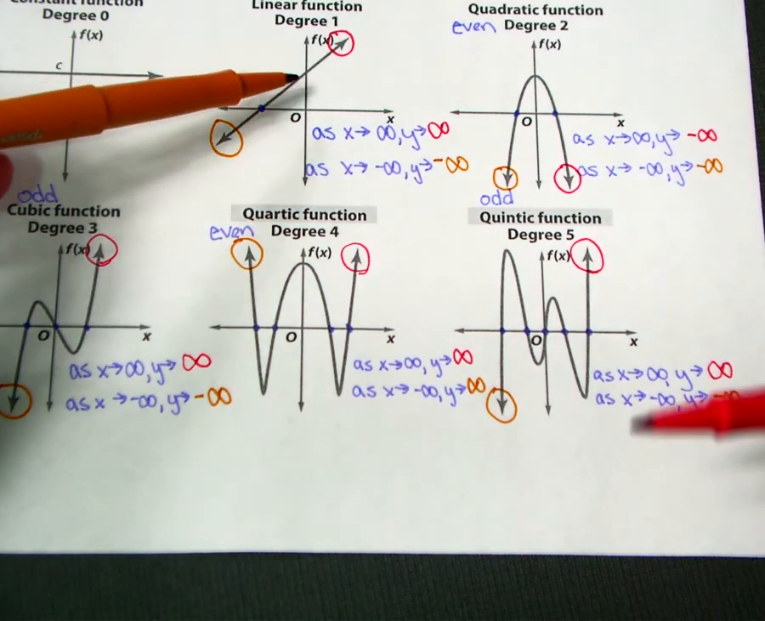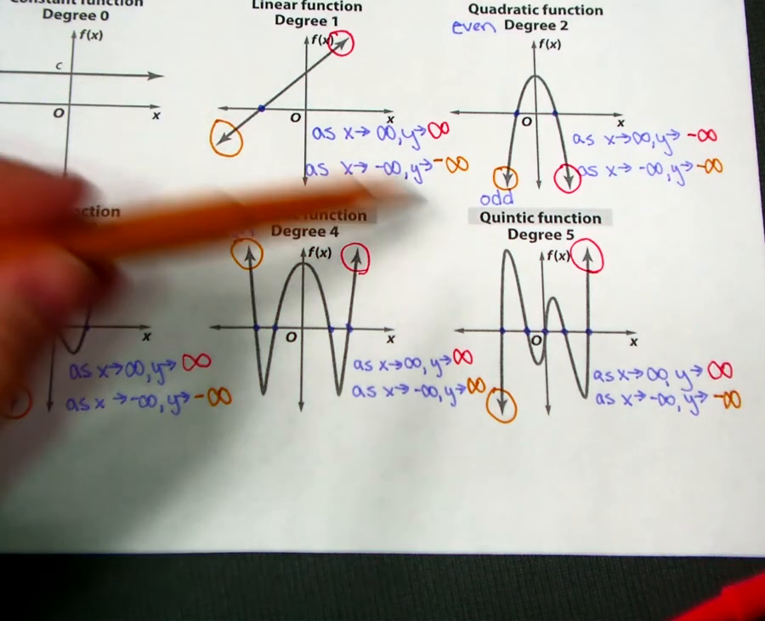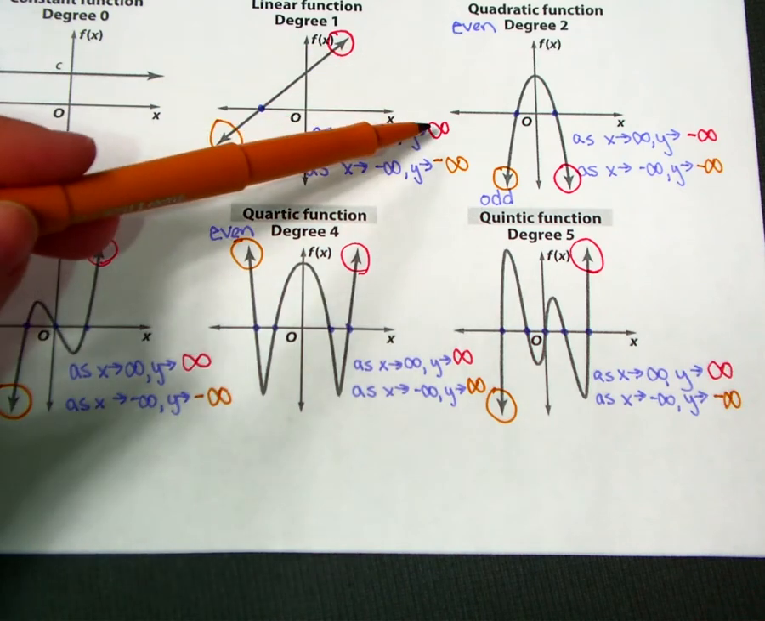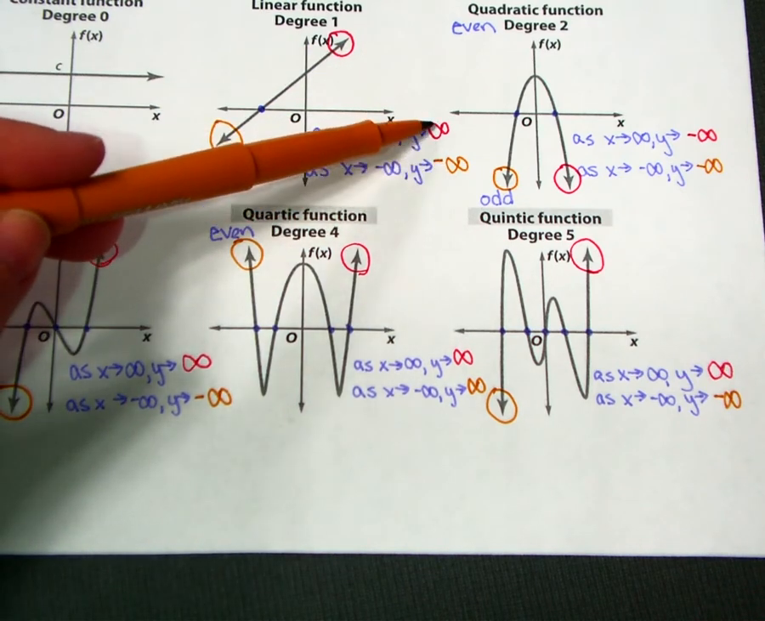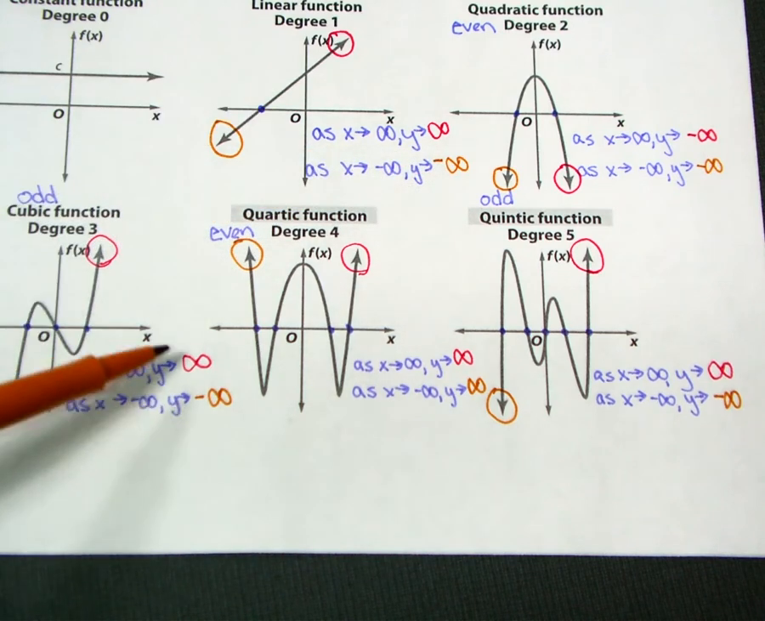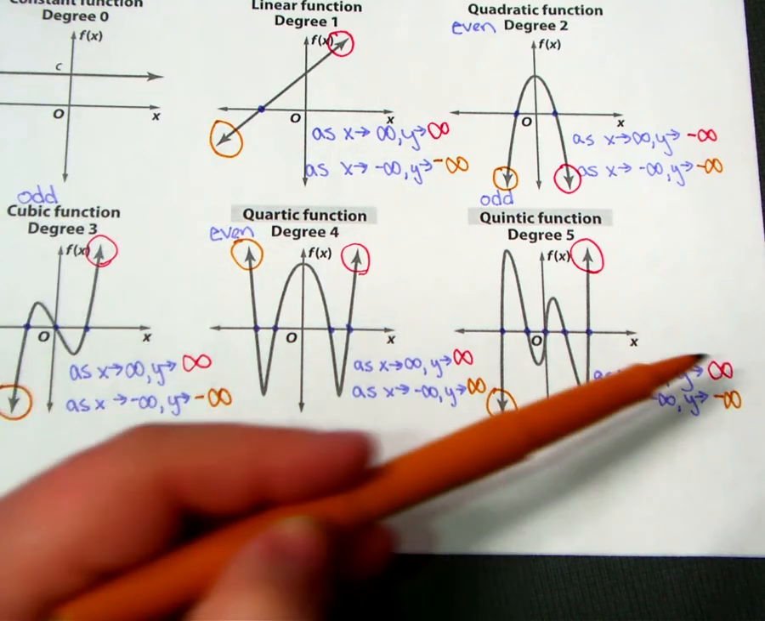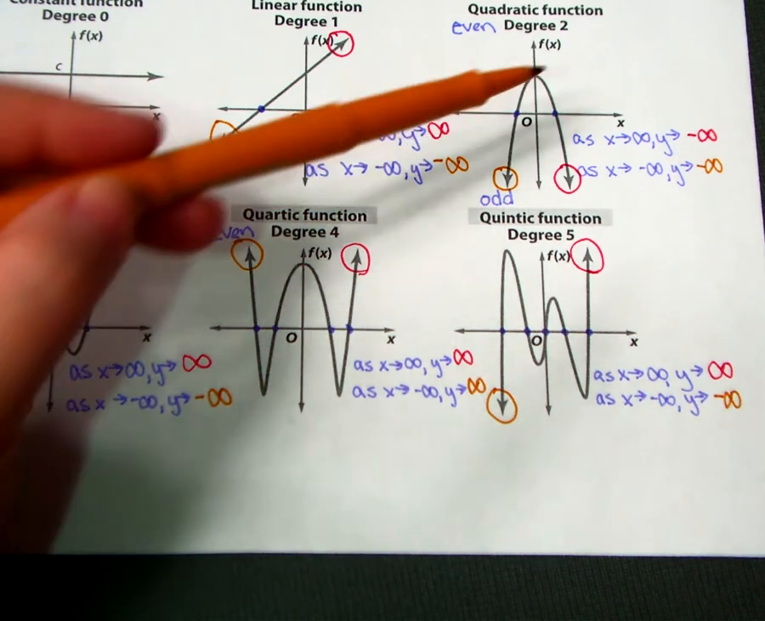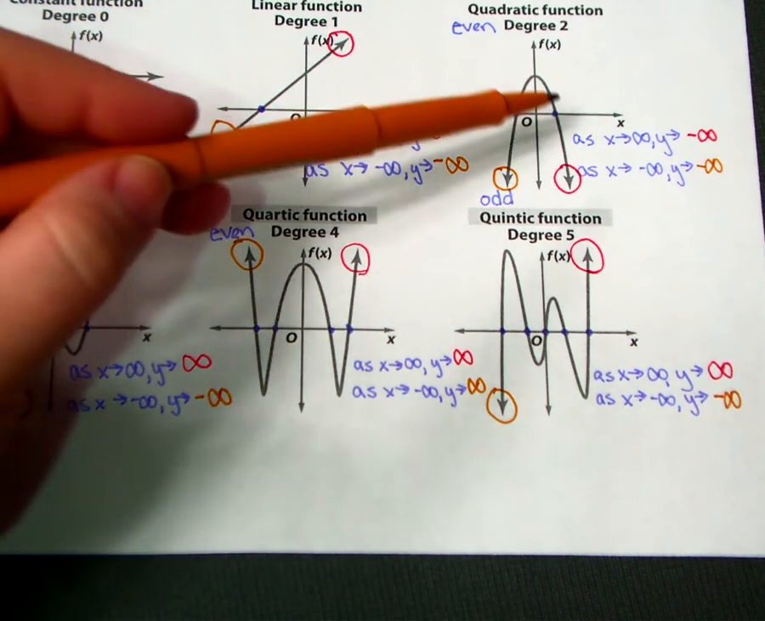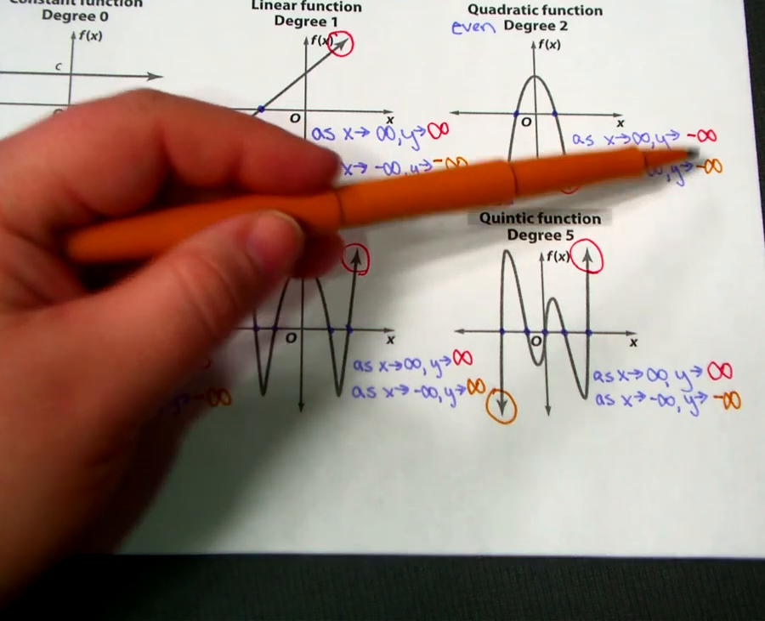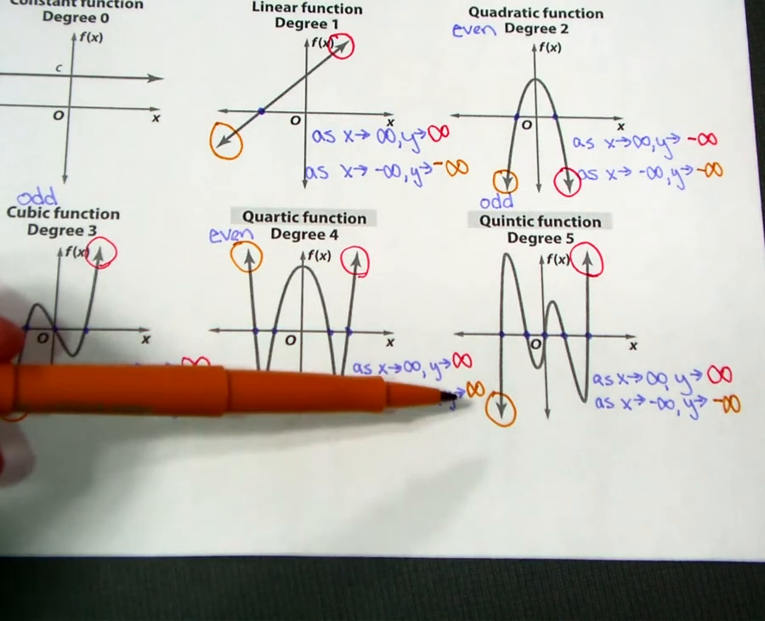If we look at our odd degree functions, 1, 2, and 3, right here, your end behavior, one was positive and one was negative for the y values. Take a look at the even degree functions, though. Both were negative. Both were positive.